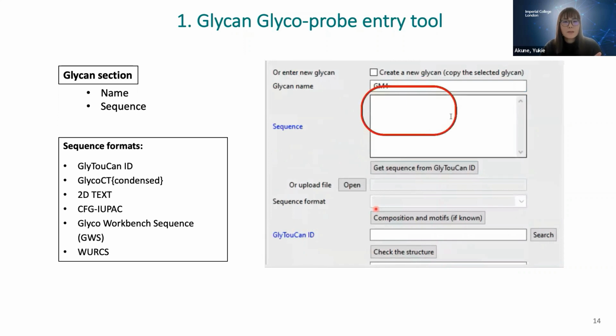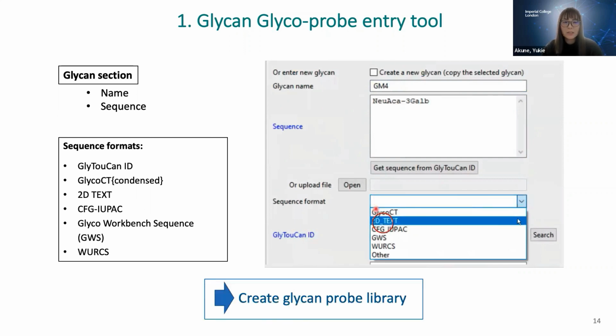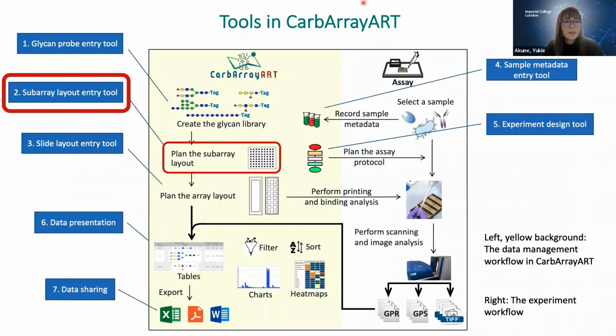Okay, so this is how to store the Glycan probe information in CarbArrayART, and you can create the Glycan probe library in your CarbArrayART software. Then after making the library, you can create the Subarray layout.